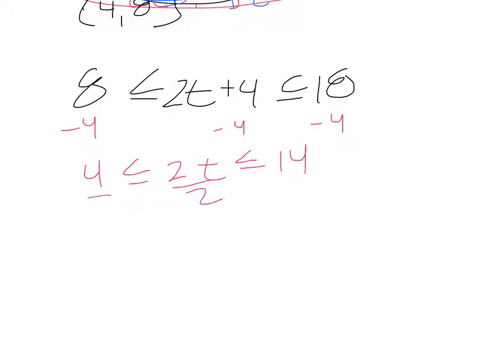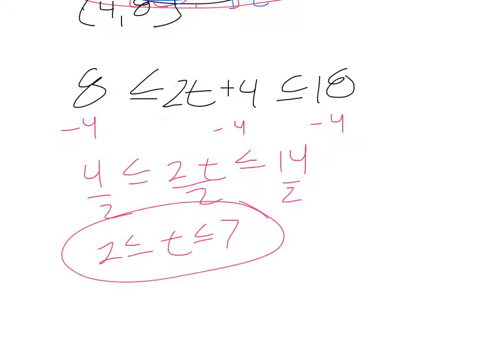Divide everything by 2. And we get 2 is less than or equal to t, which is less than or equal to 7. So this is a perfectly valid solution. If we want to put this in interval notation, starts at 2, goes to 7. We're including both of those pieces because we have the less than or equal and less than or equal to. So that's that one.